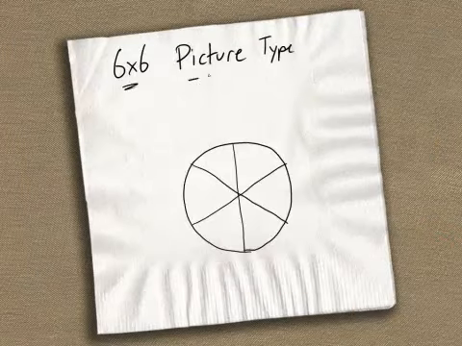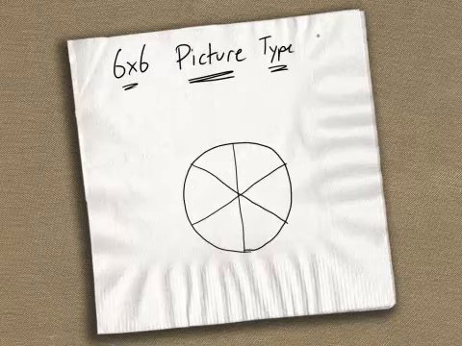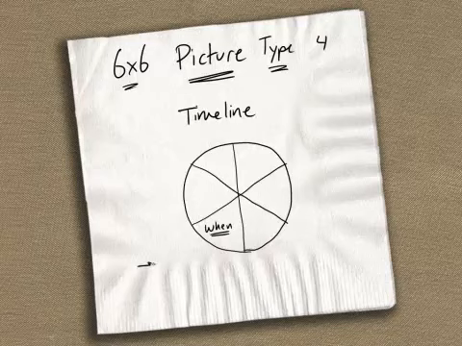Our lesson now is 6x6 picture type number 4, which we might recall is the timeline. The timeline is the picture that we draw when we want to describe the when part of our problem or our idea. The when part, of course, means the part that relates to the passage of time.